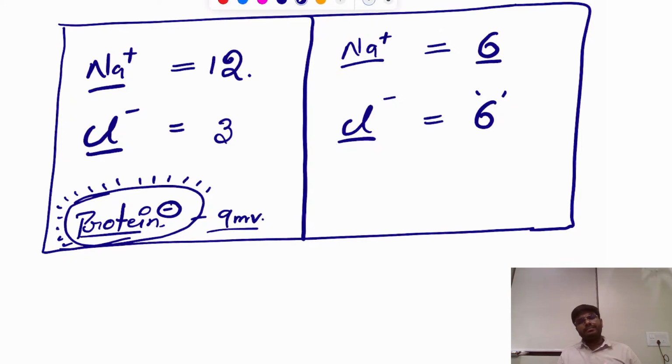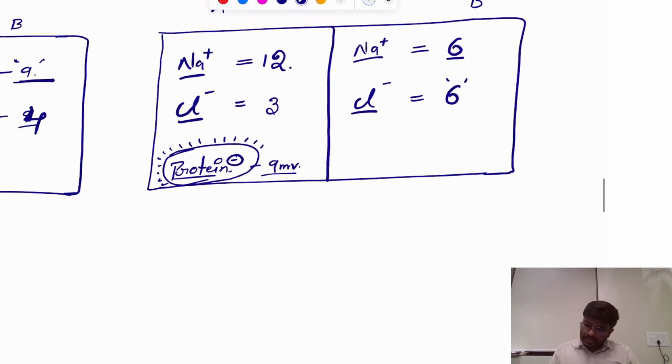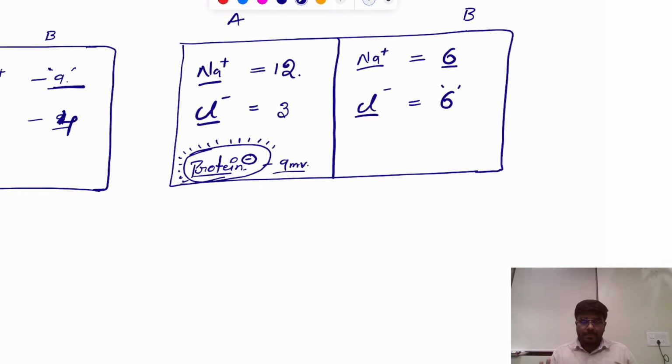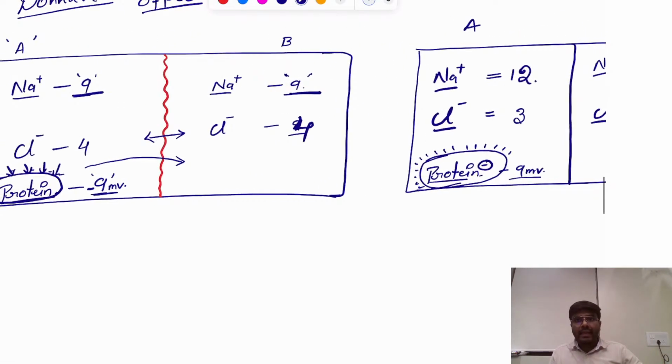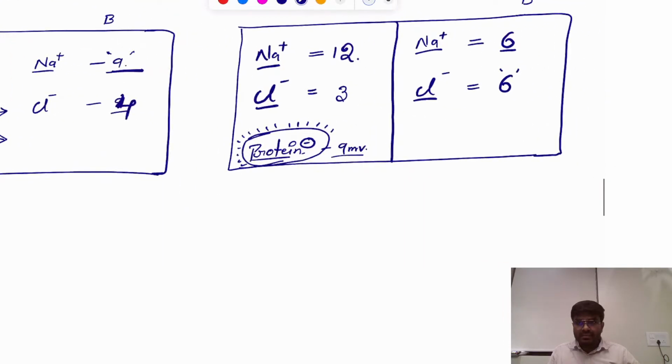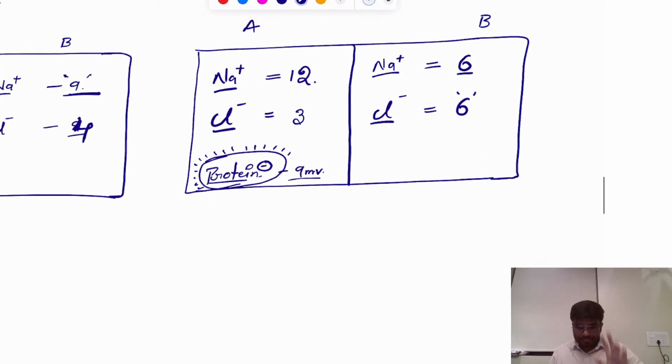For example, let's look at this now. Previously it is 9 and 9, 4 and 4. Now it is here 6, here it is 12. Here it is 6, here it is just 3. Now the ionic composition changed, right? Now there is a change in the ionic composition.